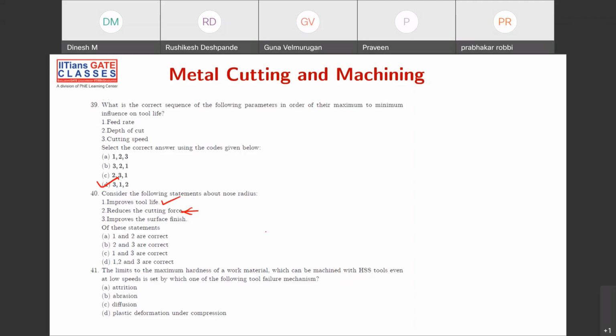So this nose radius will strengthen the tool. Obviously, nose radius will strengthen the tool, not the workpiece. That's the reason why it increases tool life, as it is strengthening the tool. And also, because of that, as I told already, there are fewer feed marks left. Because of that, surface finish also will be improved. True. But as I know, it has no effect on cutting forces.